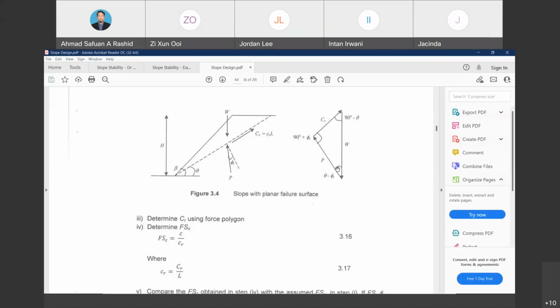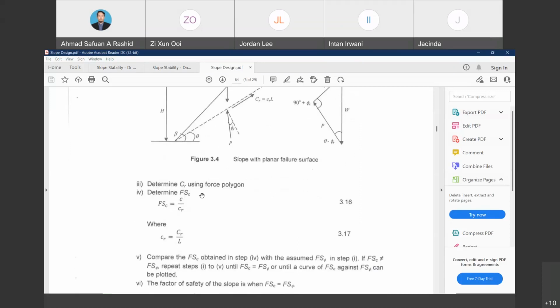Then determine the CR using the force polygon. We may use the relation CR over sine of theta minus phi R equals W over sine of 90 plus phi R. So we use the sine law to solve these problems. Then determine the factor of safety FS, where it is c over cr.